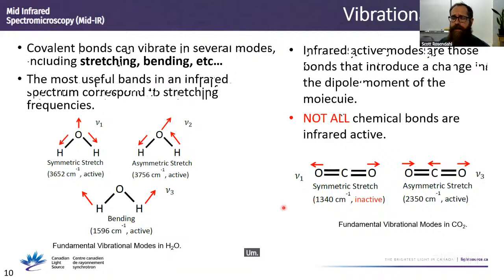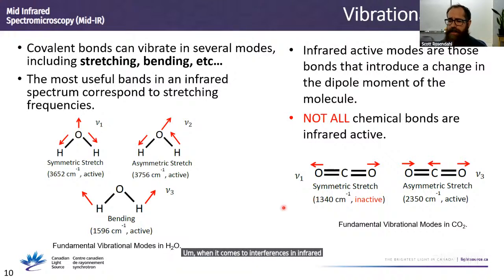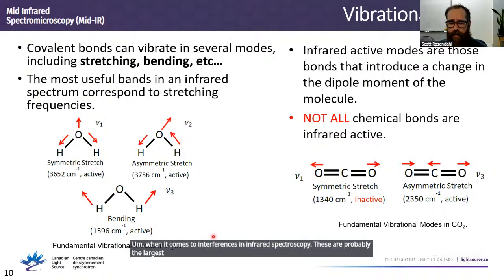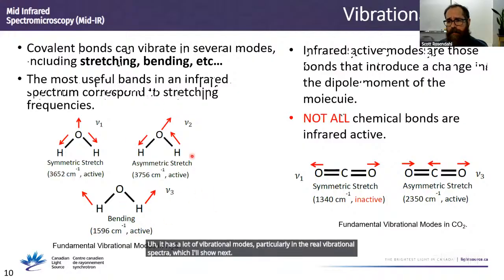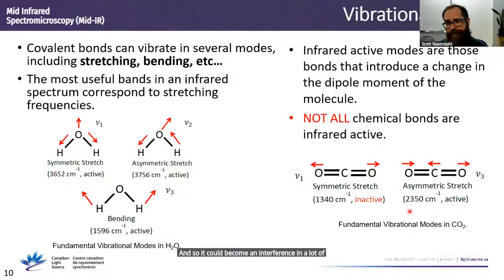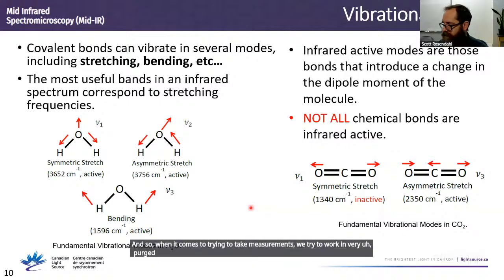When it comes to interferences in infrared spectroscopy, these are probably the largest two that you will see. Water is a very good solvent and is everywhere. It has a lot of vibrational modes, particularly in the low vibrational spectra, which I'll show next. And so it can become an interference in a lot of spectra that you look at, whereas CO2 is present everywhere in the air that we breathe. So when it comes to taking measurements, we try to work in very purged environments of both gaseous water and gaseous CO2.